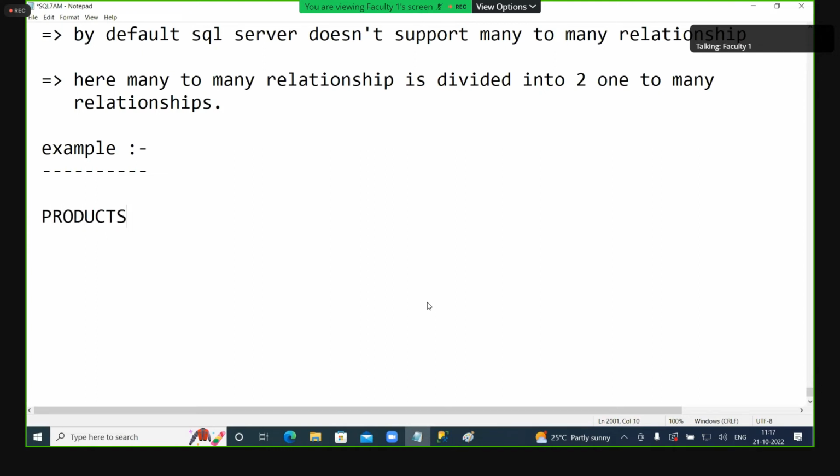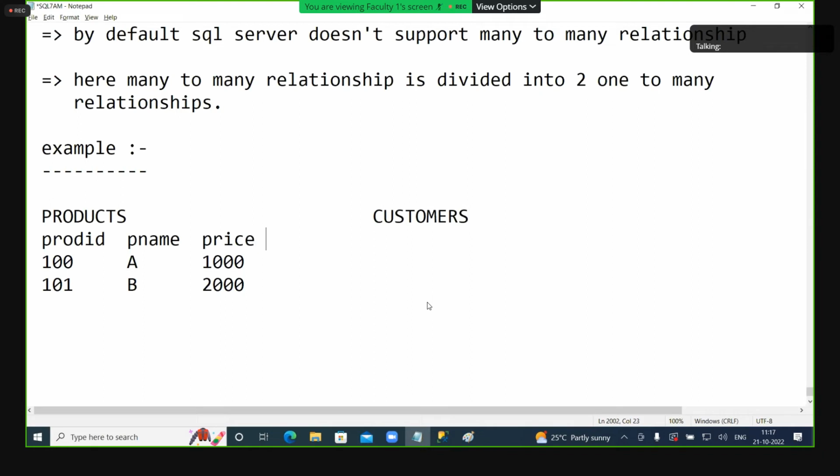This is the products table: product ID, product name, product price. So next, 100, 101. Some product name, some price 1000, product name B, price 2000, like this. Then the customer's table: customer ID, customer name, customer address. Customer ID 10, name X, address HY. Next one, 11, name K, address also HY.